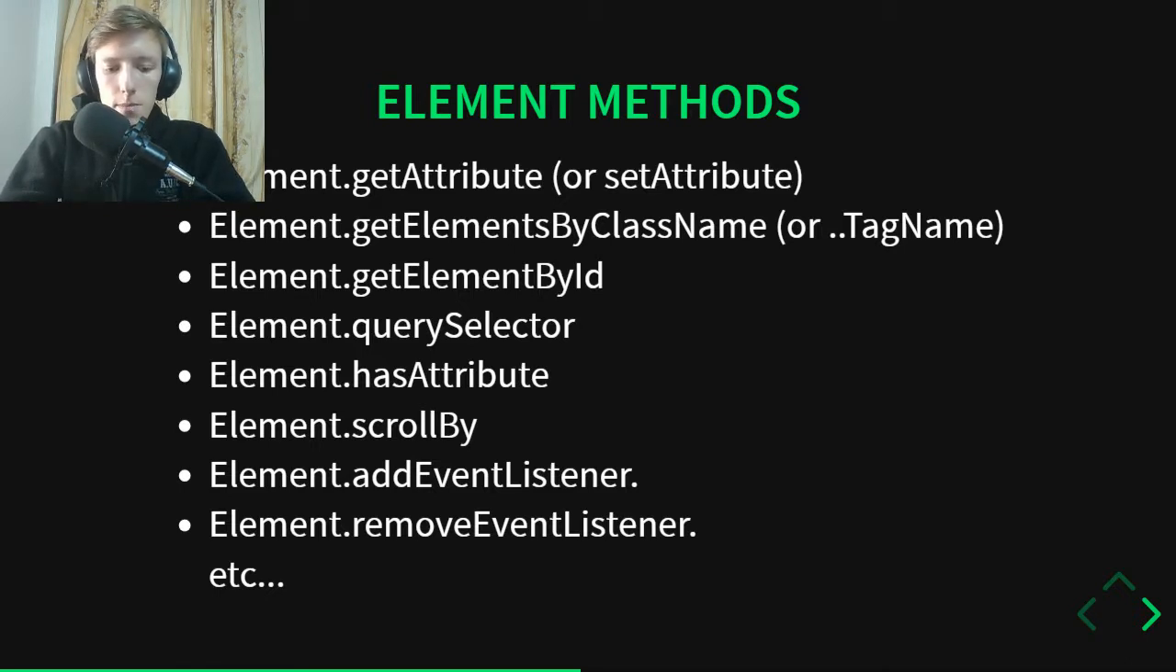We can get an HTML collection of nodes using get elements by tag name or class name, or get an element by CSS selector. Has attribute will return true if this element has the specified attribute. Scroll by will scroll the element by X pixels. And add or remove event listener. This method registers or removes an event listener to a specific event type on the element.